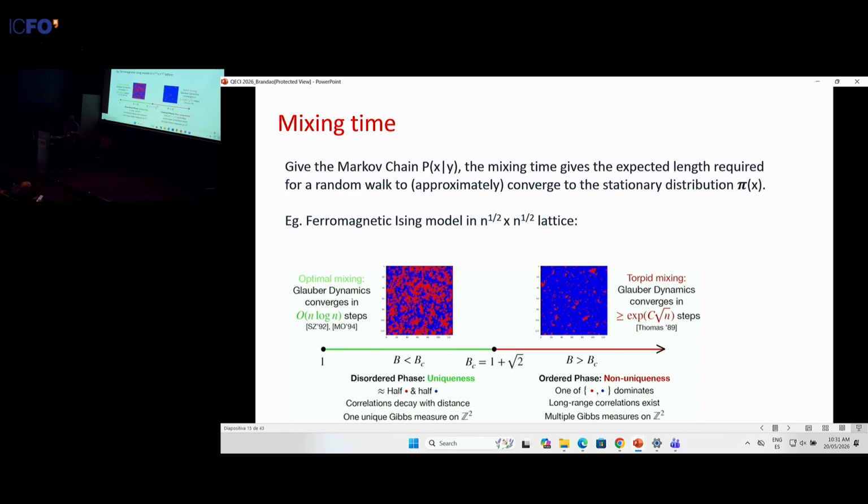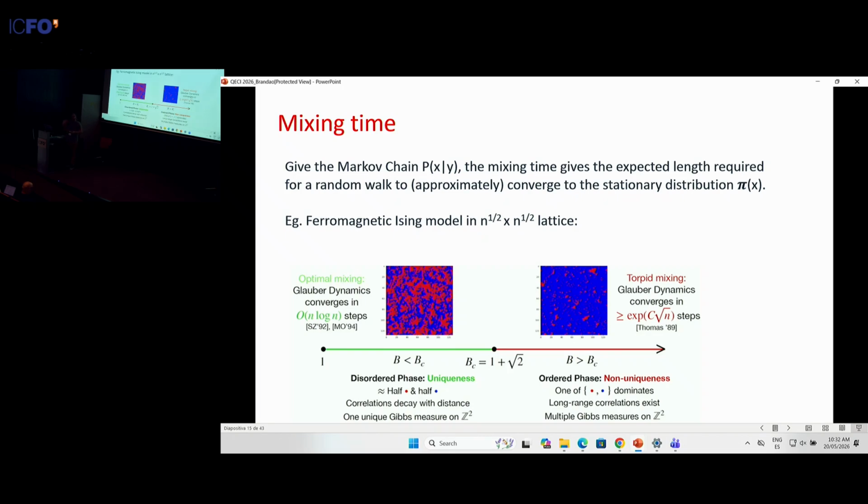And that's because there is an important parameter of the Markov chain that we have to understand, which is the mixing time of the Markov chain. So given any Markov chain, P, X given Y, the mixing time is defined as the expected length required for a random walk to approximately converge to the stationary distribution. So we know eventually we'll converge to the stationary distribution. This is guaranteed by this detailed balance condition that the Metropolis Markov chain satisfies.